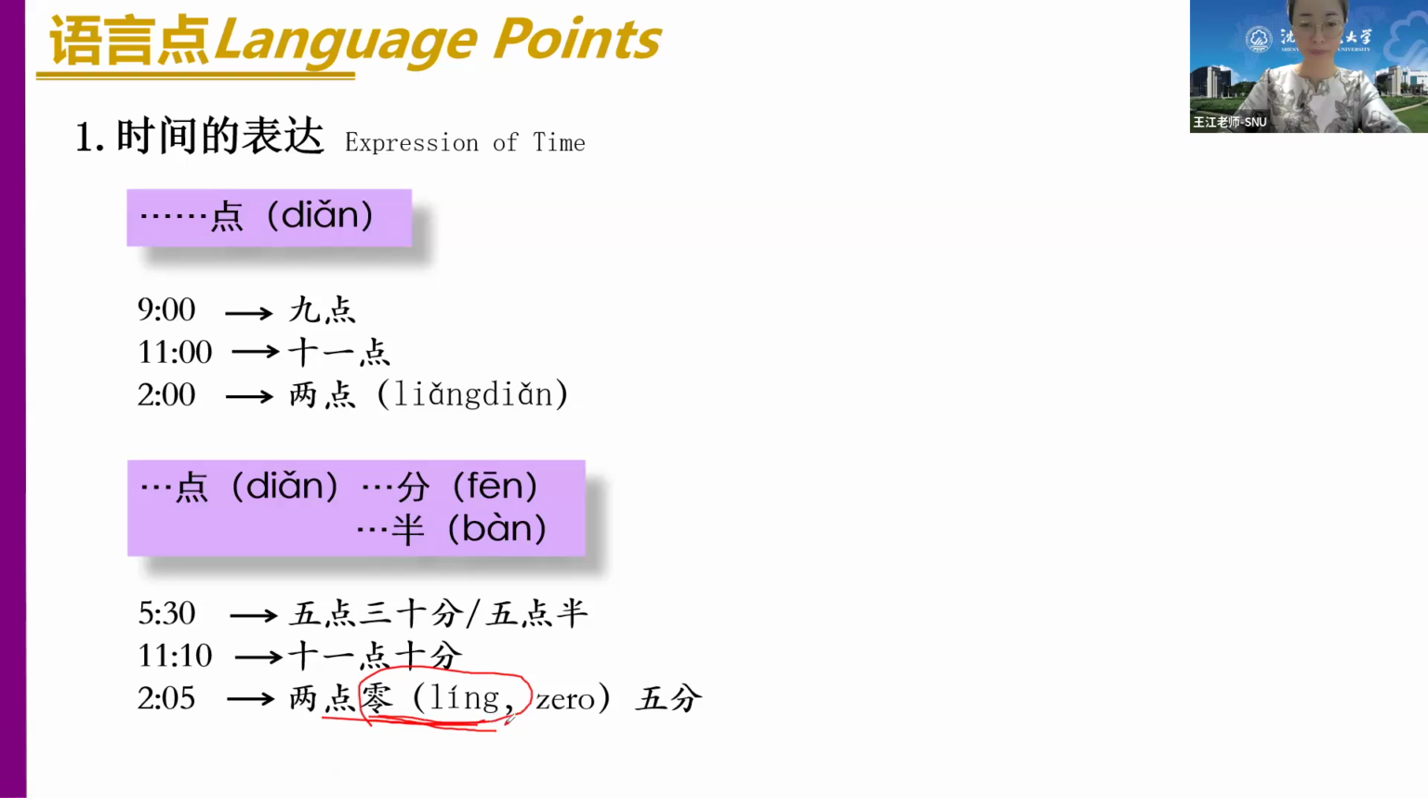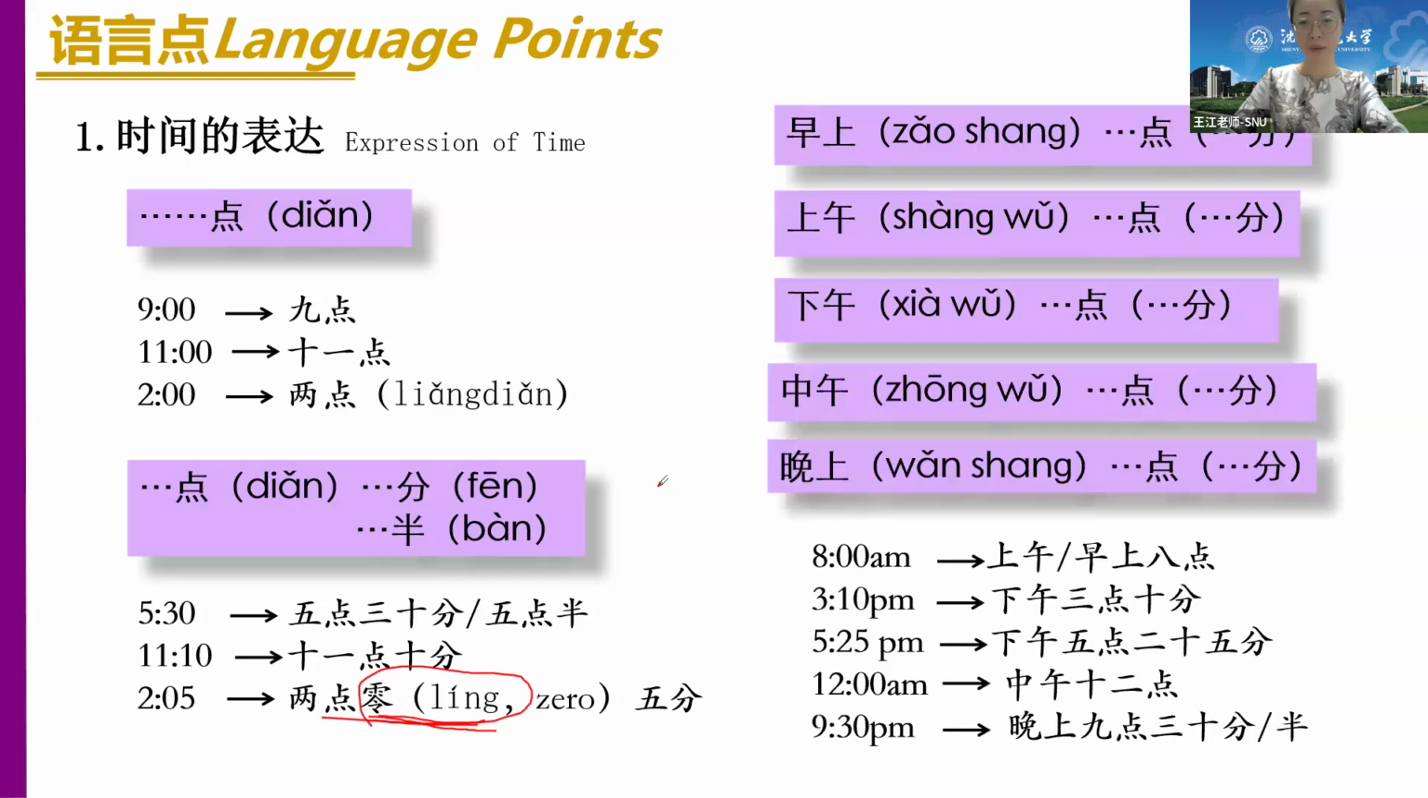2:05. Okay. So can you express the time in Chinese? And we can also use these new words, which are connected with the time. Okay, 请跟我读。早上, means early in the morning. 上午, morning. 下午, afternoon. 中午, noon.